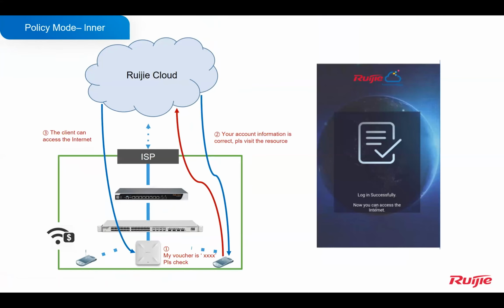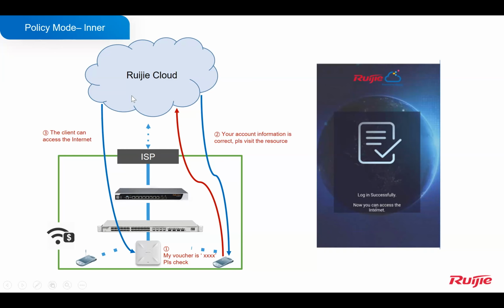And then we can see for the policy mode, actually, we provide the vendor information, and please check. So from the phone to the Reyee Cloud, and then the Reyee Cloud will feed back that your account information is correct. And please visit the results. And then we'll pop up this page to remind our customer, you can access the network.